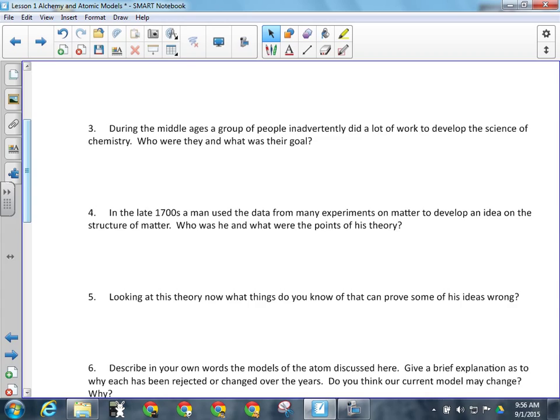Okay. All right. For number 5, looking at this theory now, what things do you know of that can prove some of his ideas wrong? Okay, we know the solid sphere model's not right. That's one of the things.